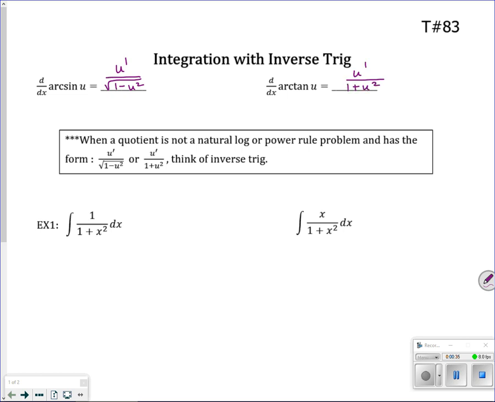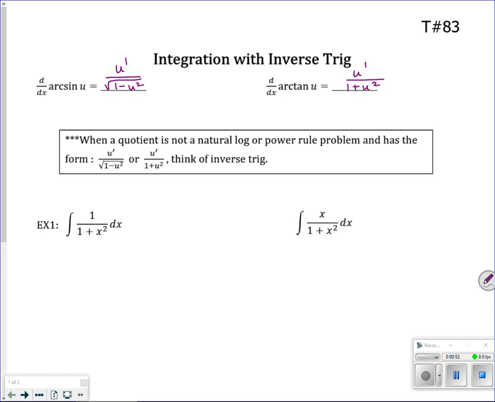Now you probably are thinking, well, we also did arc cosine, but with integration, you always come down to either arc sine or arc tangent, because remember arc cosine just had a negative there, so you could integrate it both ways.